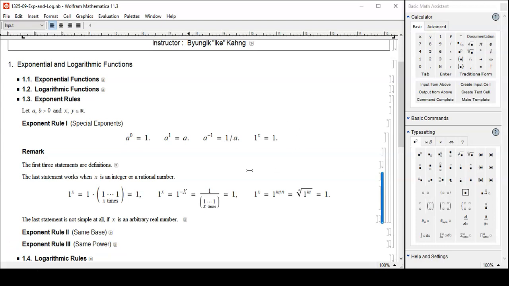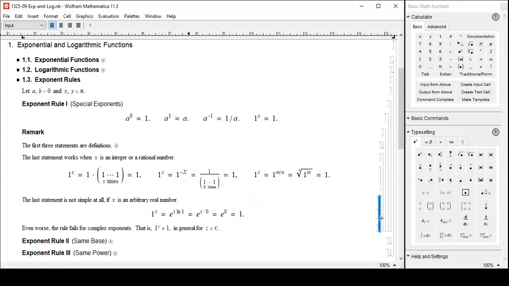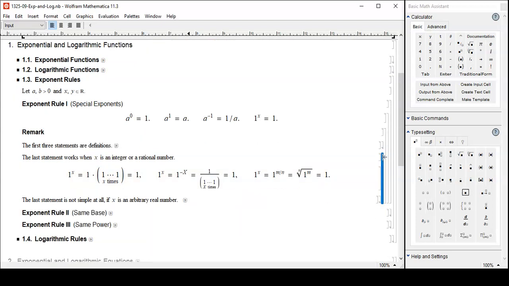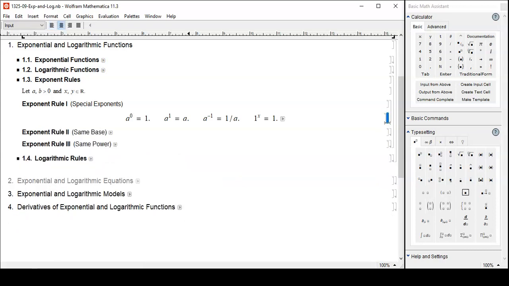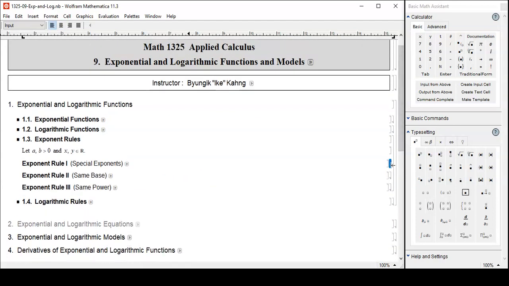And then the last statement, 1 to whatever power is 1, works really well for any integer or rational numbers. Repeated multiplication of 1, repeated division by 1, and radical of 1. They're all 1s, no problem there. The statement is not so simple for irrational numbers, however, and even worse, for complex numbers, it actually fails. Too complicated. Just stick to your common sense. 1 to whatever power is 1.